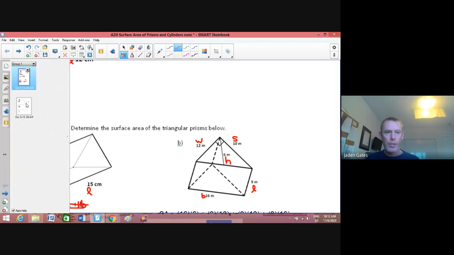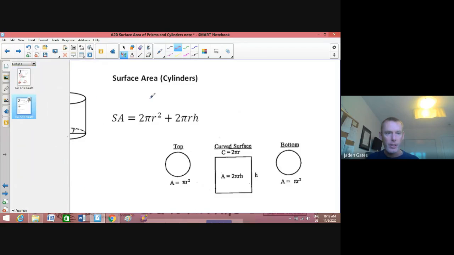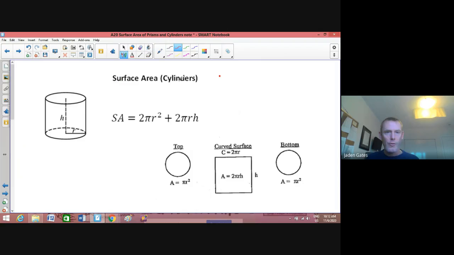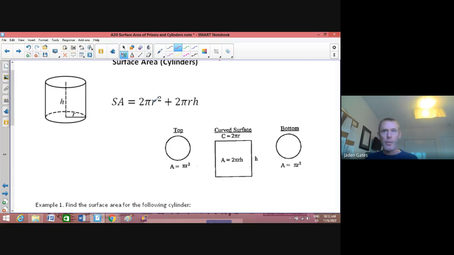And the one prism we haven't done is the surface area of the cylinder. So we've got two parts to the formula here. We have a 2 pi r squared, and that is because pi r squared is the area of a circle, which we did last unit. But there are 2 of them, the top and a bottom, so that's why you get 2 pi r squared. And then 2 pi r h is the part that goes around the cylinder.